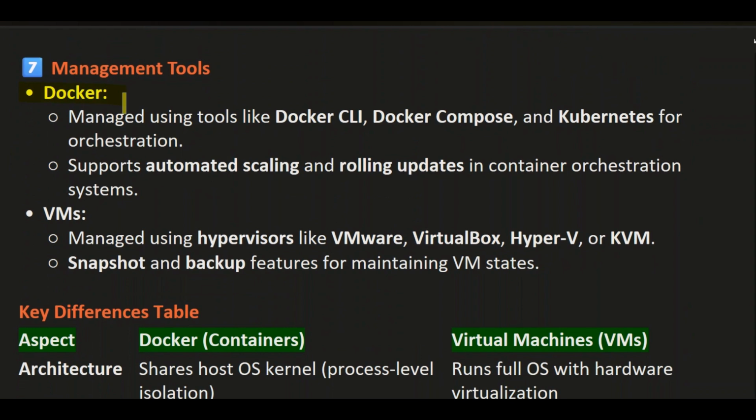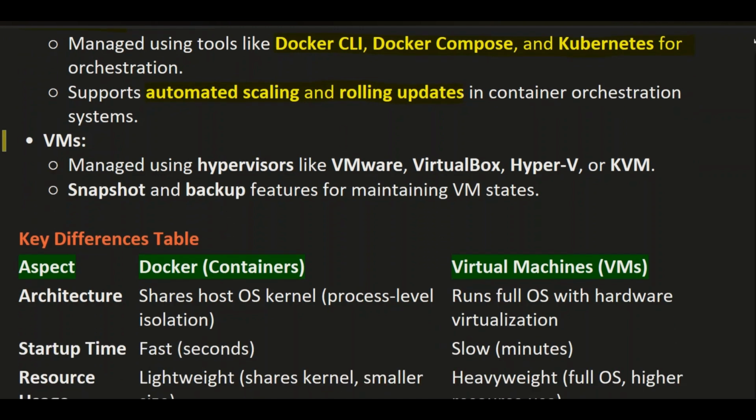Management tools. Docker: managed using tools like Docker CLI, Docker Compose, and Kubernetes for orchestration. Supports automated scaling and rolling updates in container orchestration systems. VMs: managed using hypervisors like VMware, VirtualBox, Hyper-V, or KVM. Snapshot and backup features for maintaining VM states.